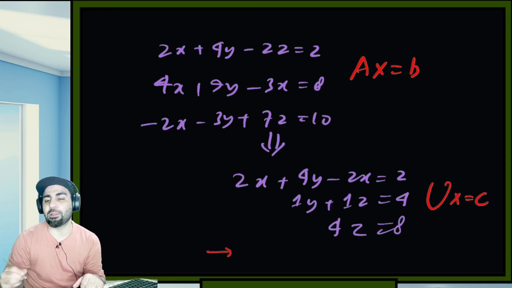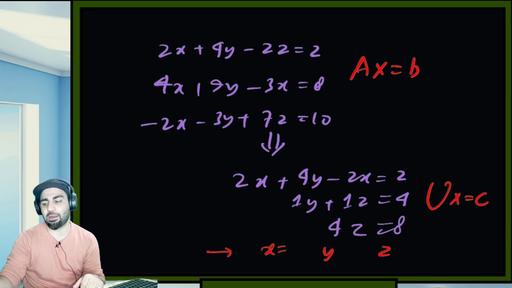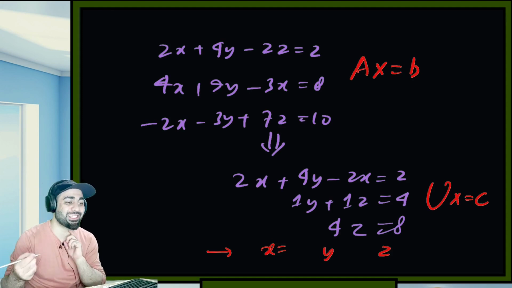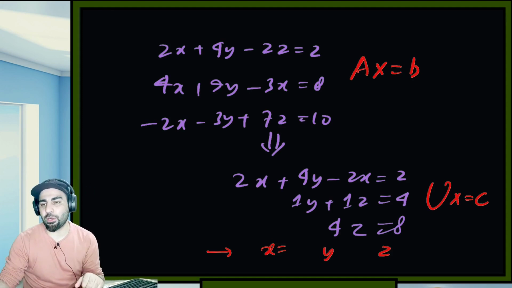Now from this you can do the back substitution. You will get the values of x, y and z. I'll directly write the values without computing. You can just test it. X is equal to, I think it's -1, and y is equal to 2, and z is equal to 2. So these are the values.